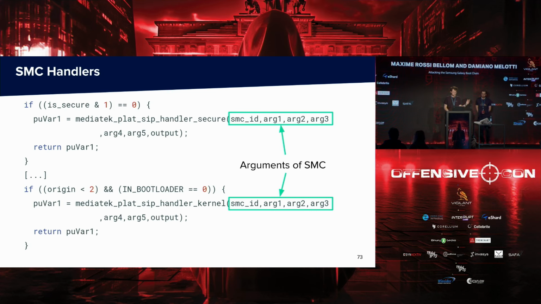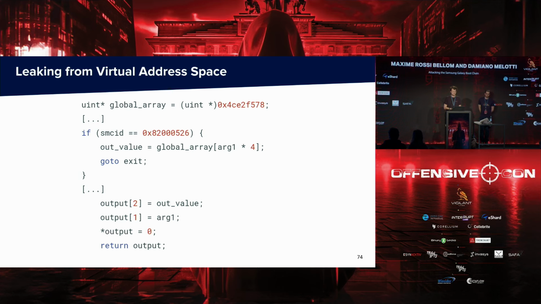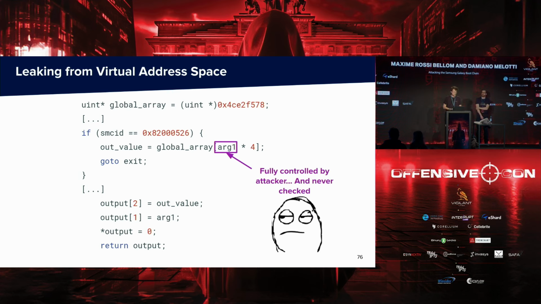So SMC handlers, we start having a look at them, and we immediately found this one that looks pretty interesting. You see from this ID, this SMC seems to provide a feature to read something from a global array. But the thing is, this argument is coming from the SMC request, right? And it's fully controlled by the attacker and never really checked. So basically, this to me looks like an arbitrary read that has been wrapped into an SMC handler.